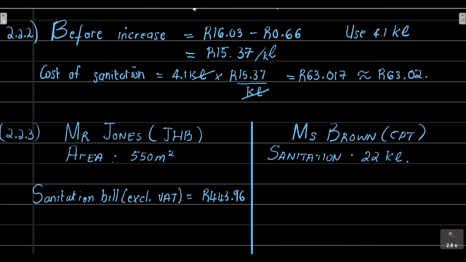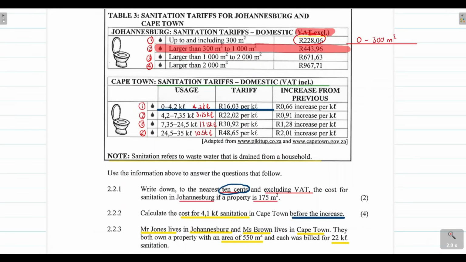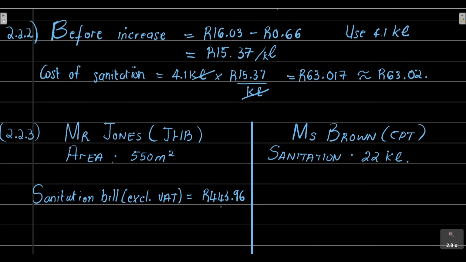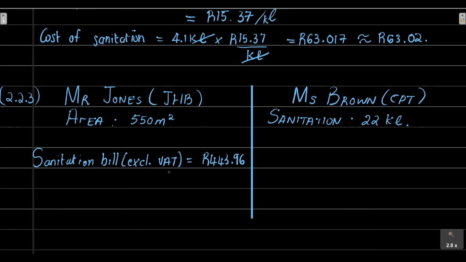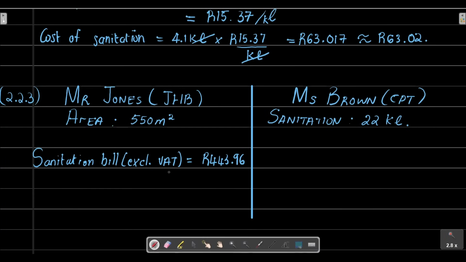Because we want to compare this amount with Miss Brown's tariff bill, and Miss Brown's bill we're going to calculate using our Cape Town table, and that table has amounts that include VAT, that means we also need to calculate the amount that includes VAT for Mr. Jones' sanitation bill. So how do we calculate an amount including VAT?